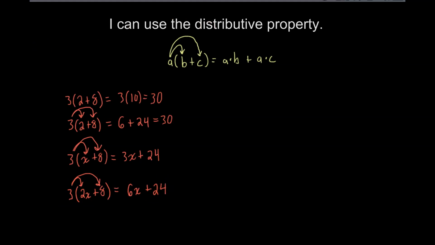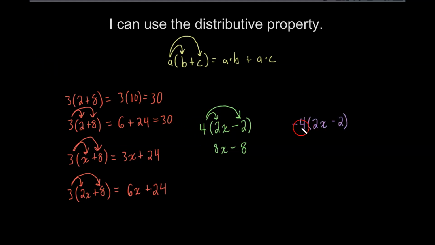Let's look at an example that uses subtraction. So we're doing 4 times the quantity 2x minus 2. Again, we're going to distribute this 4 into both terms, into both the 2x and the minus 2. 4 times 2x is 8x. Now when we're distributing the 4 into this 2, there is going to be a minus between them. So 8x minus 8.